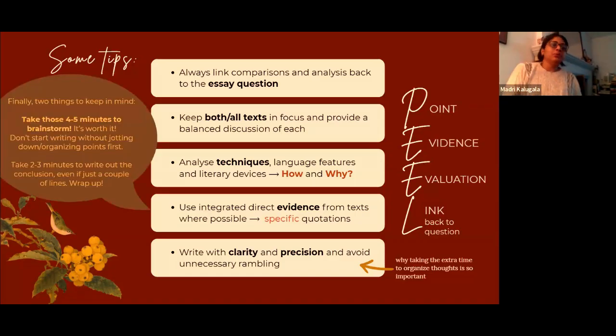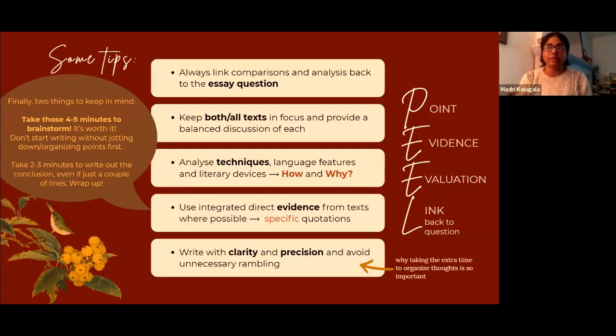Okay, finally, 2 things to keep in mind that I've already mentioned to you, but I'm stressing it again. Take those 4 to 5 minutes to brainstorm. It is worth it. It is absolutely worth it. Do not think that I can just map this out in my brain, I don't really need to write these things down. Don't do it, because guaranteed the thoughts that come to your brain when you first see the question, those points, you think you will remember them, but as you're writing the answer, you're going to forget them because you are overwhelmed with so much information, right?